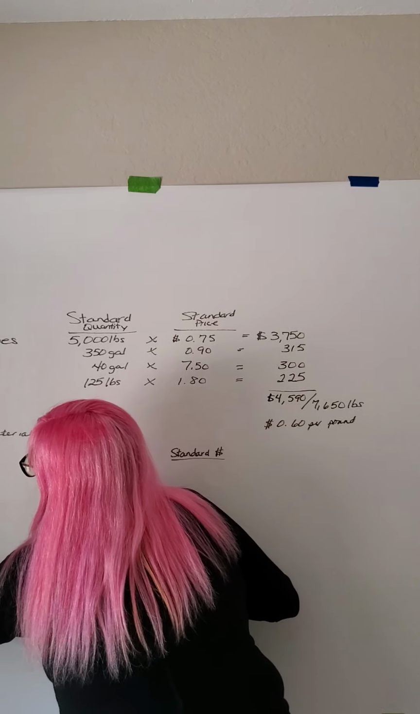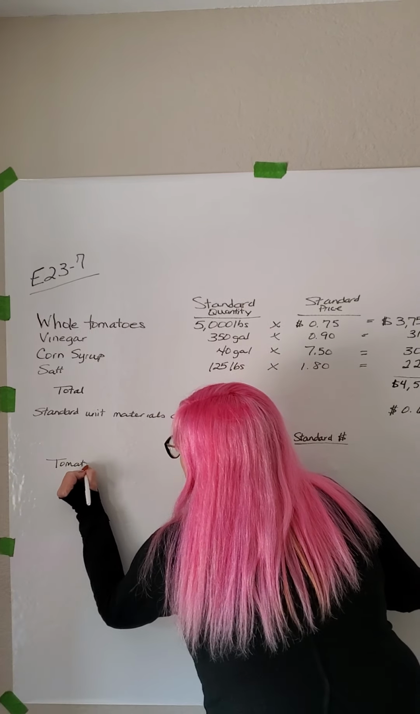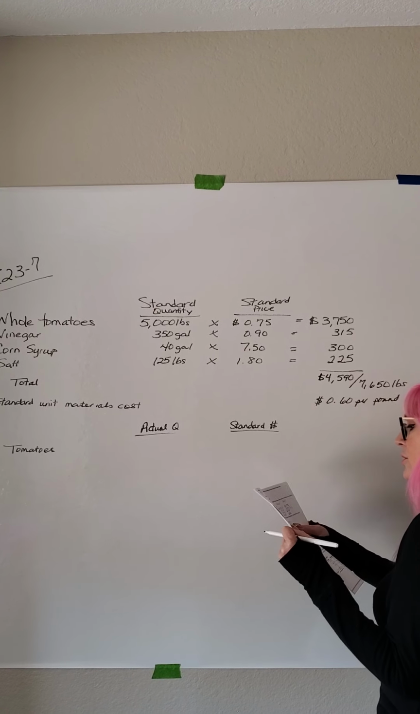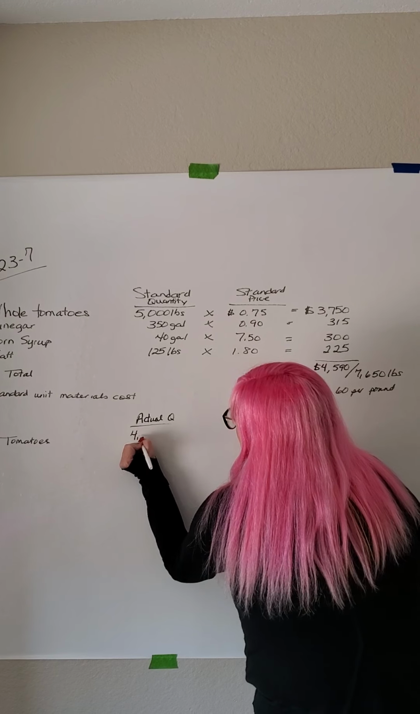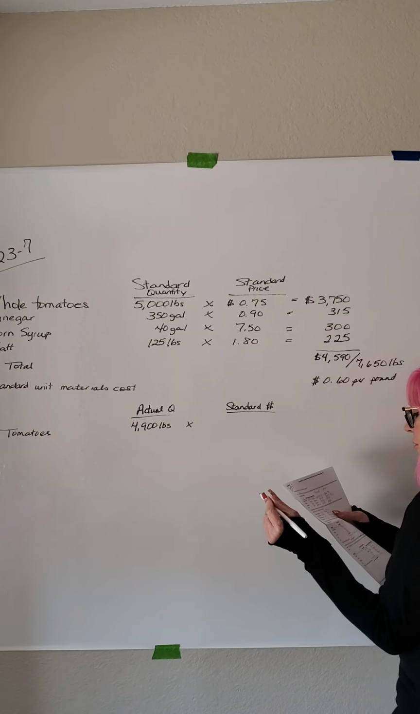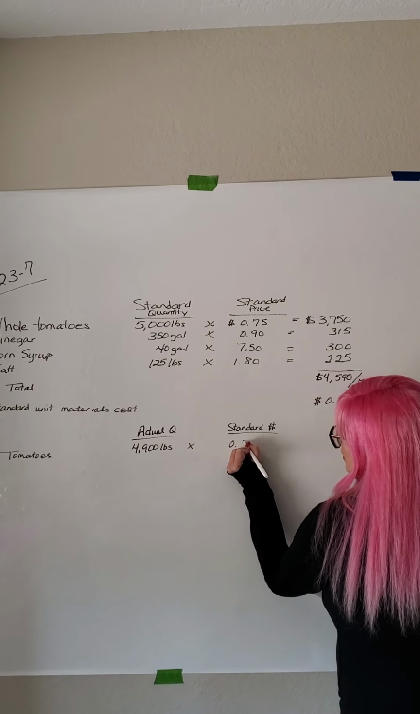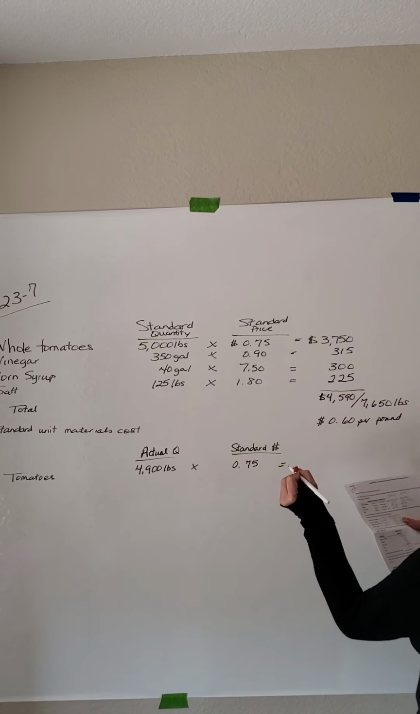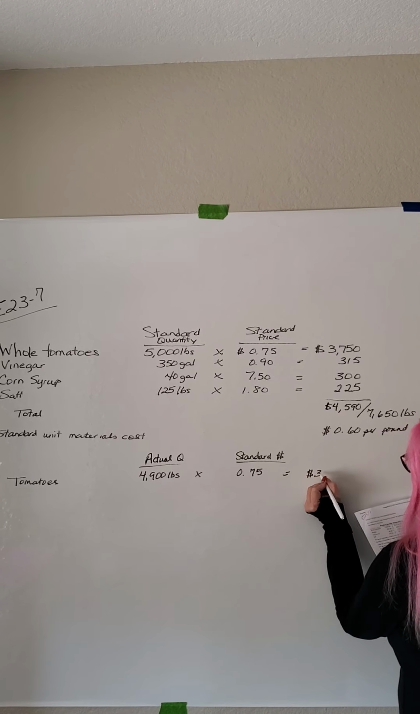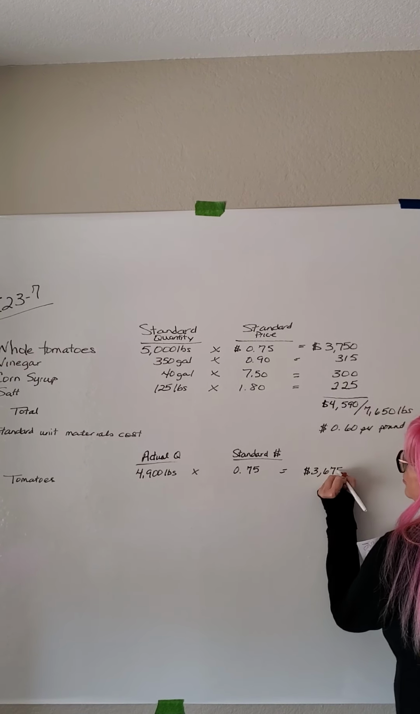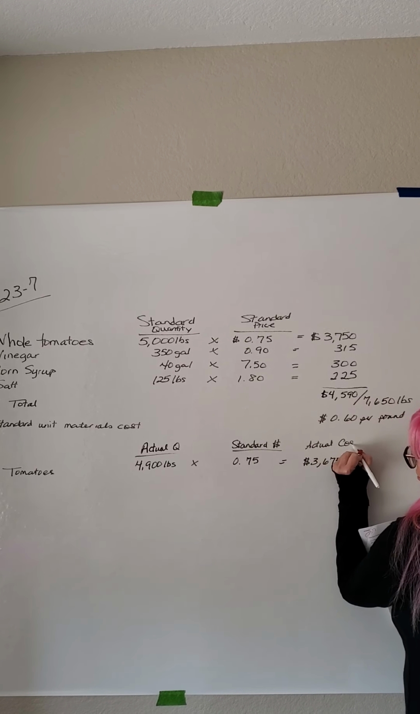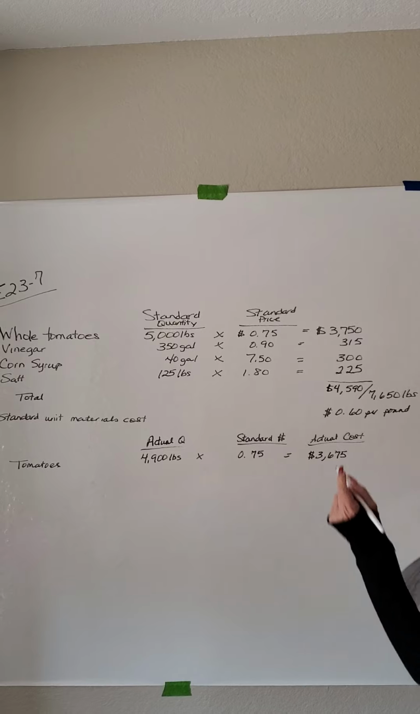So we're going to go with our tomatoes first. And the problem told us that we used 4,900 pounds of tomatoes, and we multiply that times 75 cents, and that's going to give us an amount of $3,675. So that's our actual cost here, as opposed to this, which is standard.